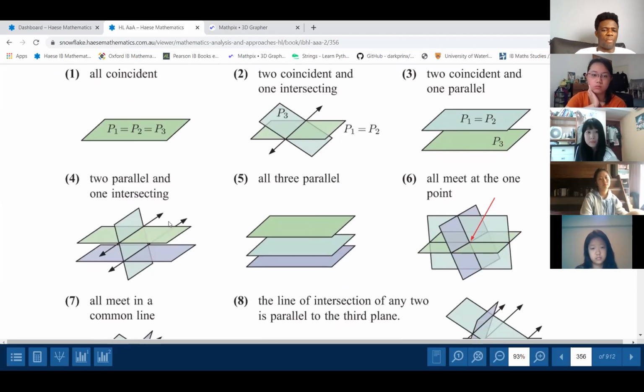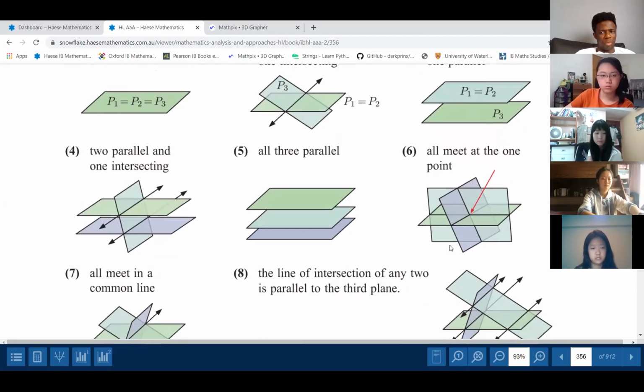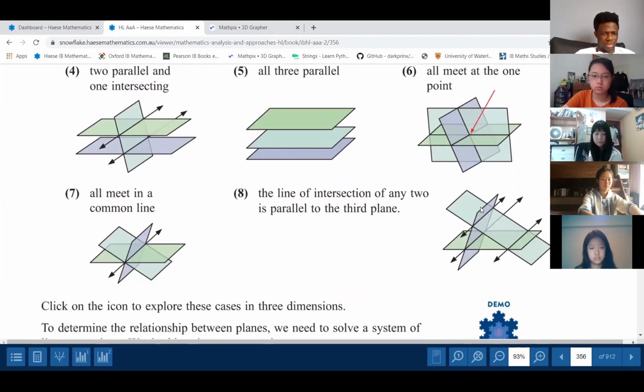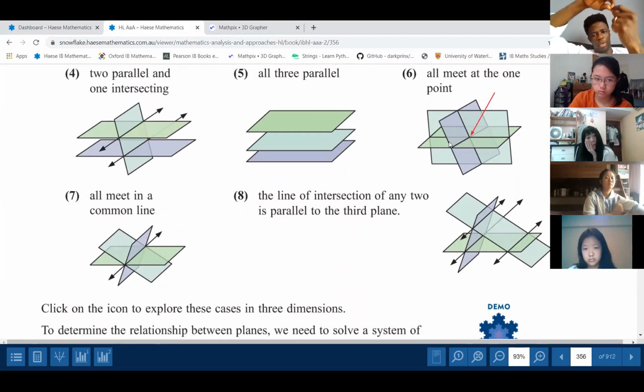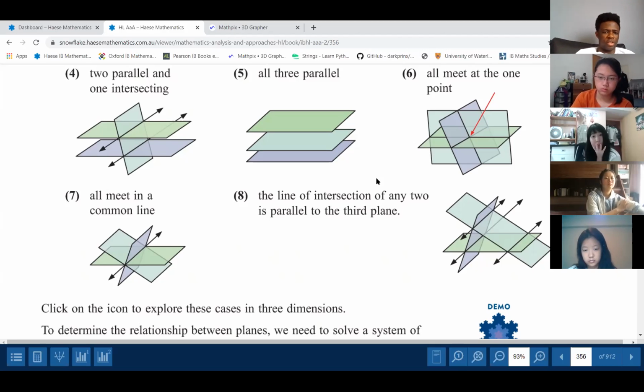Now, it could be 2 of them are parallel while the other is intersecting. And of course, if it intersects with one, it's going to intersect with the other because they are parallel. All 3 could be parallel. All 3 could meet at a point. All 3 could meet at a common line. There's a difference between planes meeting at a point and planes meeting at a common line. Can you see the difference? If they meet at a point, they come from different directions and only one point is common to them. But in this case, the orientation is the same, so they have a common line of intersection.